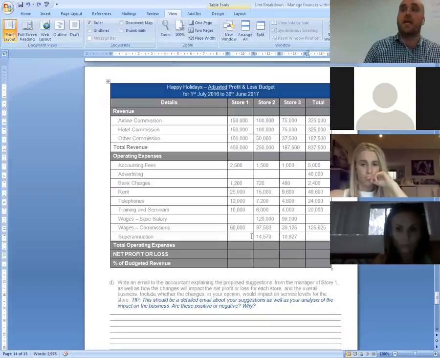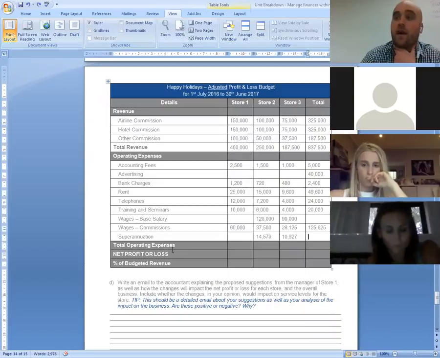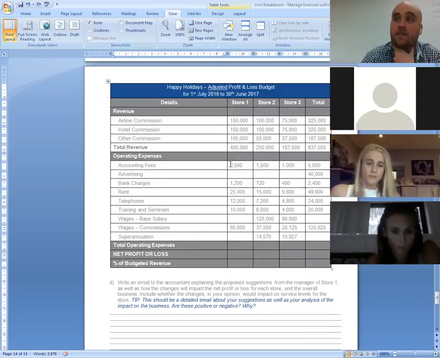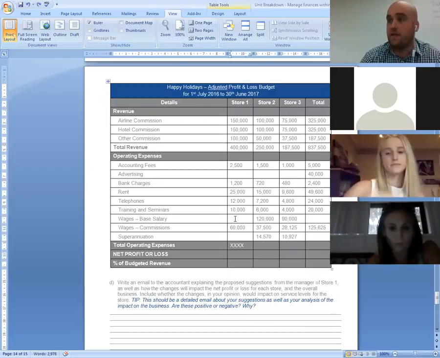What we're going to do then is total up each column. So we're going to work out the total operating expenses. The total operating expenses are going to be all of these. So we're going to go through for store 1. We're going to calculate all of these, which is going to give us this figure here, just call it XXXX. And then we're going to work out the net profit or loss.